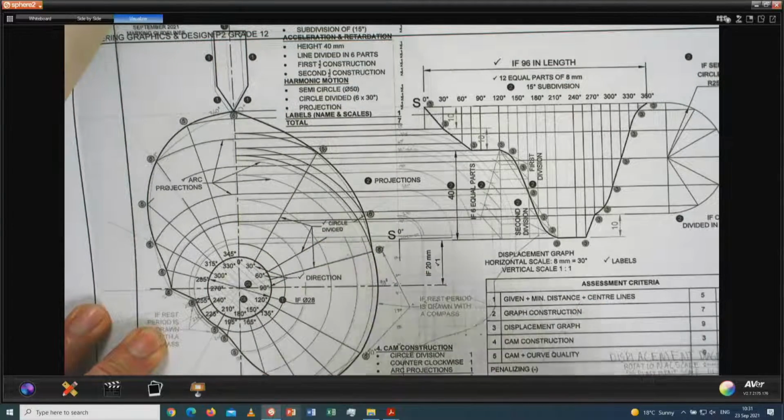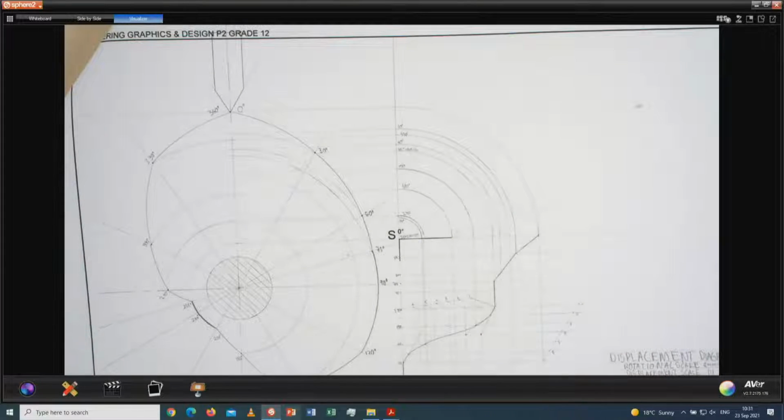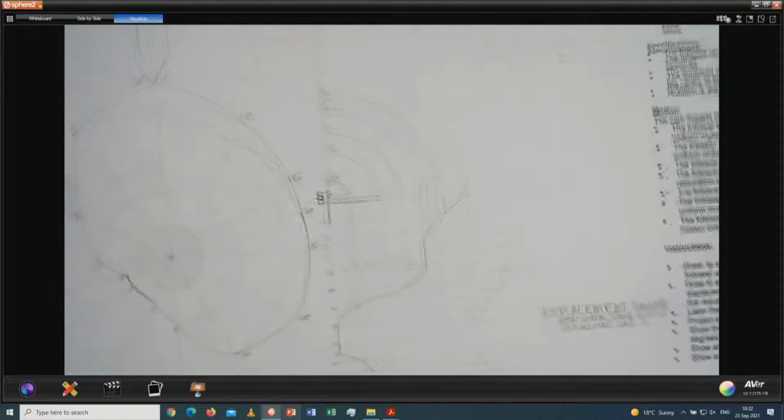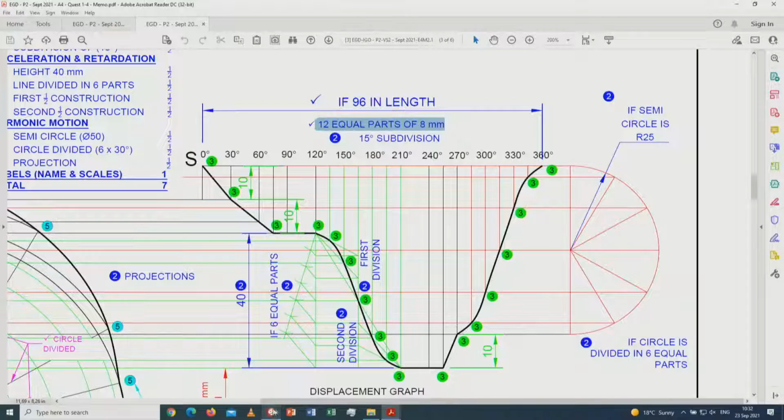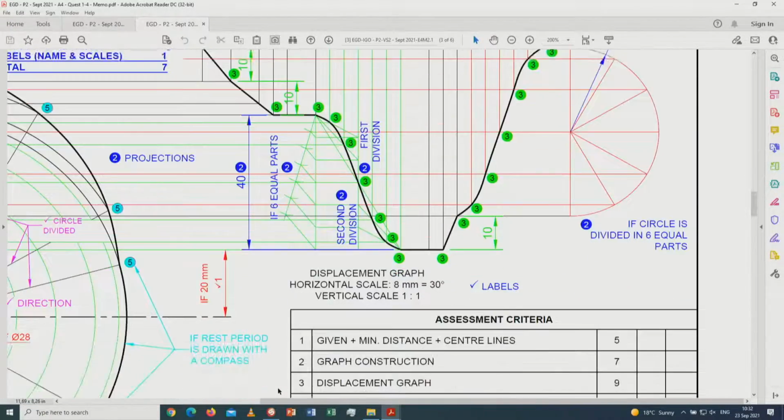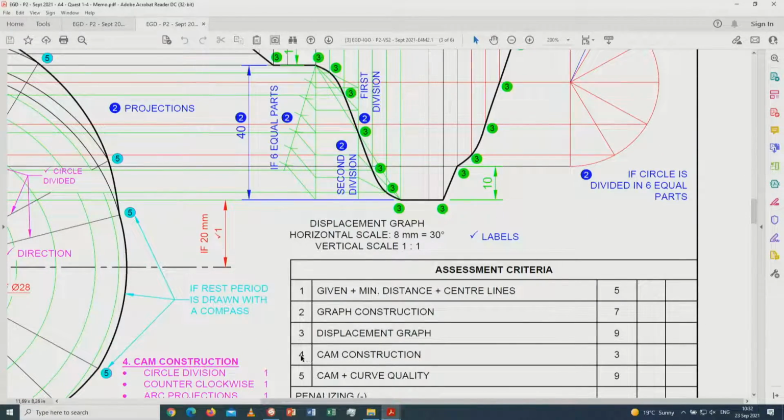All right, so now if you go for this part of the question, everything seems to be fine. Everything seems to be 100% correct accordingly. So yes, we can give the marks to the learner and don't need to penalize him. That was number 3. For number 4, the cam construction itself. So that's number 4, which you see over there.